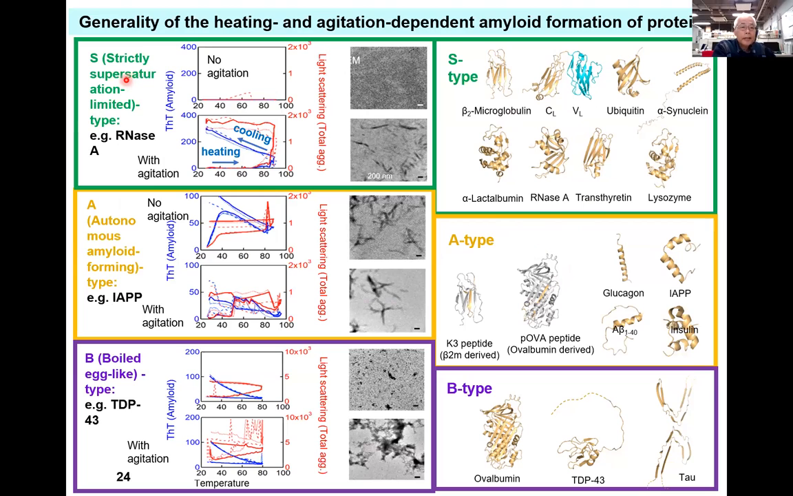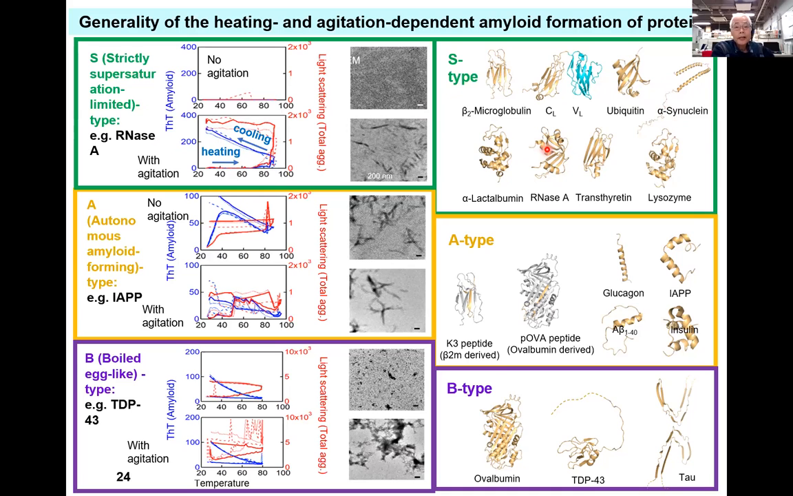Based on the results, I say S-type proteins are strictly supersaturation limited proteins, like beta-2M I just showed: no agitation, reversible unfolding, and with agitation, amyloid fibers. These proteins include beta-2M, in addition the immunoglobulin domains, ubiquitin, alpha-synuclein, this is an IDP, lysozyme, transthyretin, alpha-lactalbumin, and ribonuclease A.